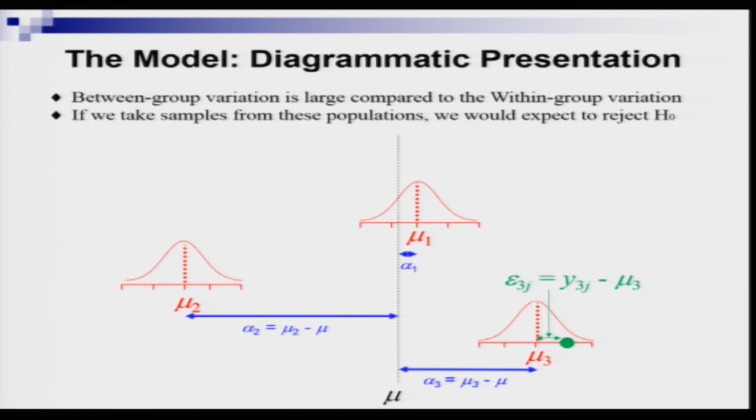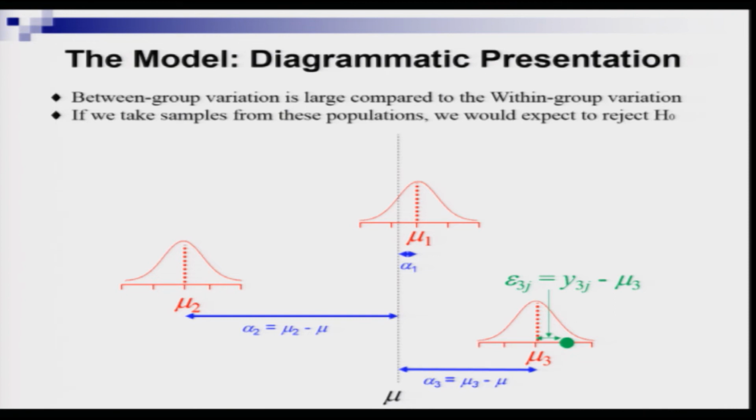So now what do we learn from this hypothetical diagram? We observe here that the between group variation is large compared to the within group variation, because the within group variation is given by the dispersion corresponding to these bell shaped curves for each group, and you see that is fairly low. The second point that we can observe from this diagram is that if we now take samples from these populations, then we can expect to reject our null hypothesis, which says that the population means are equal or identical across groups.